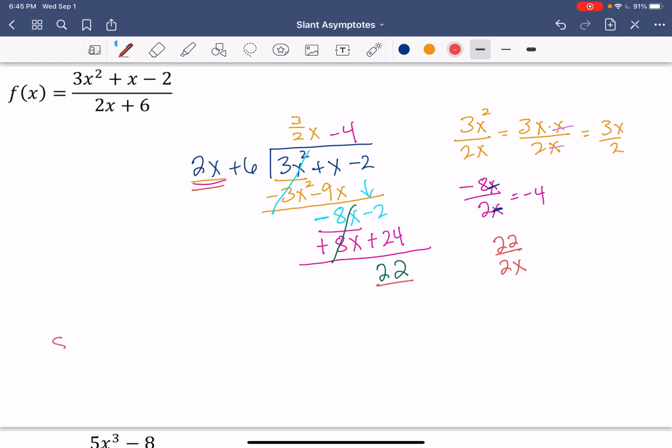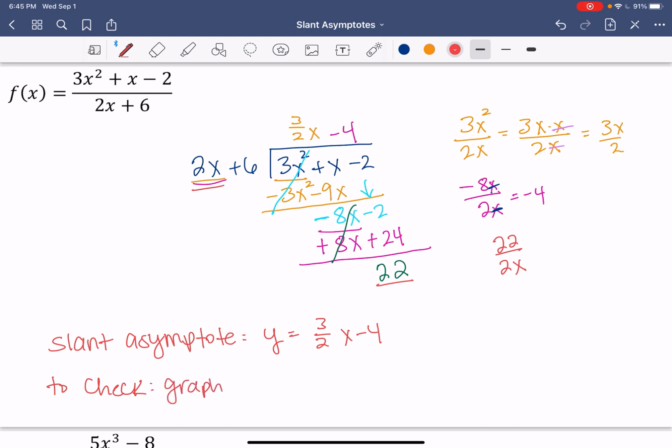So I'm going to write our slant asymptote is y equals 3 over 2x minus 4. And then to check, you're going to graph the slant asymptote, which is what we just wrote up at the top. And then you're going to add the remainder, which was 22, over the original denominator, which was 2x plus 6.